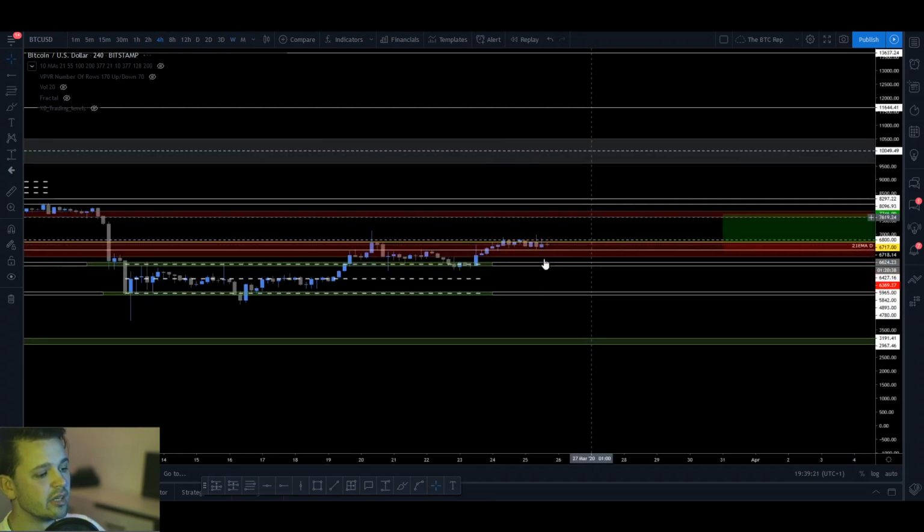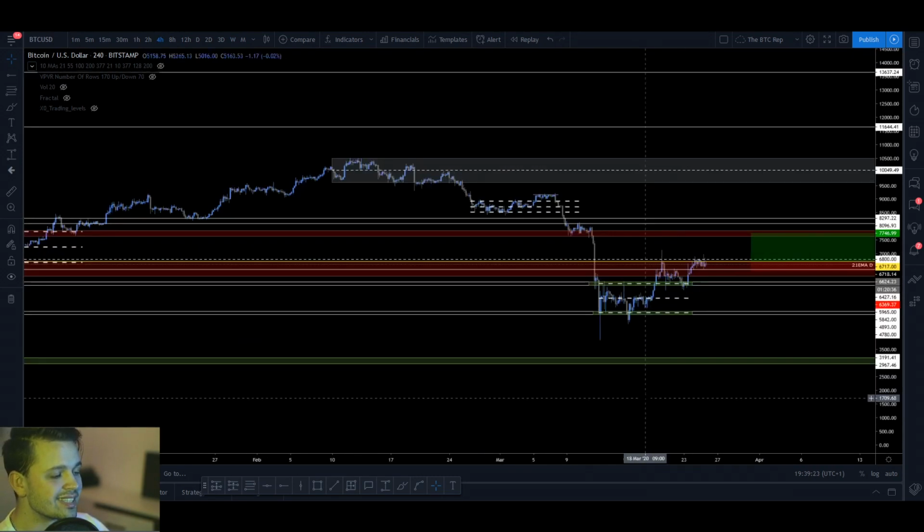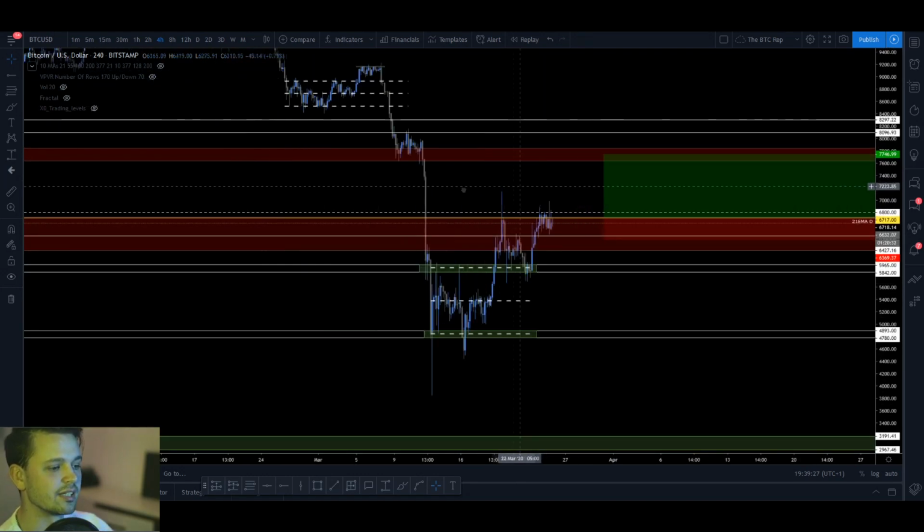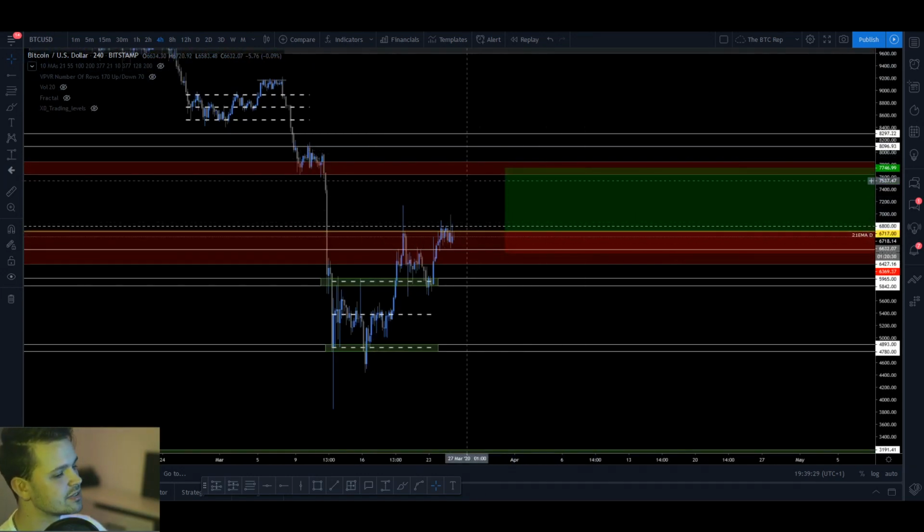So look at TA. That's all I can say. Look at what the chart is telling you. Breakout here, retest. That's bullish. That's bullish market structure. All right.